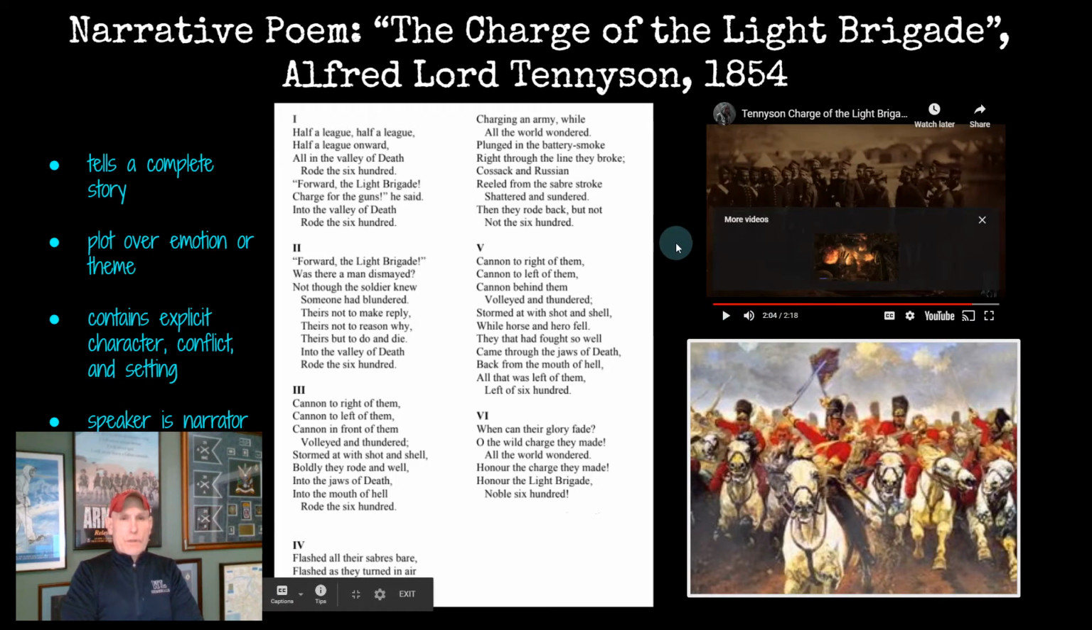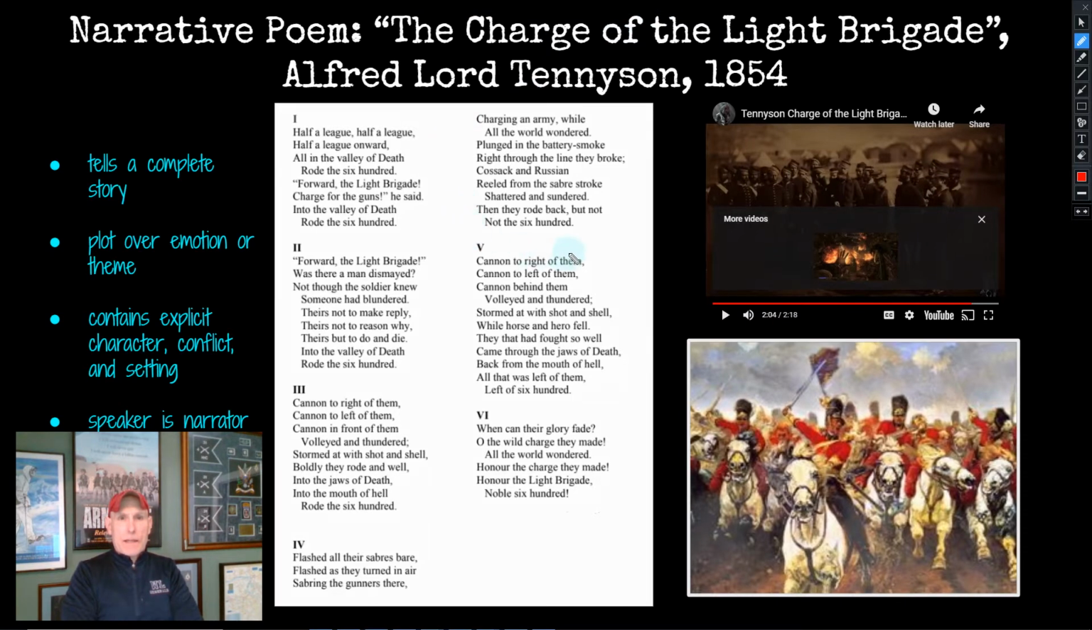Tennyson's Charge of the Light Brigade. If you can take a look at the text, you can see that repetition is quite common in this text. The rhyme scheme: fade and made again, wondered, and 600.